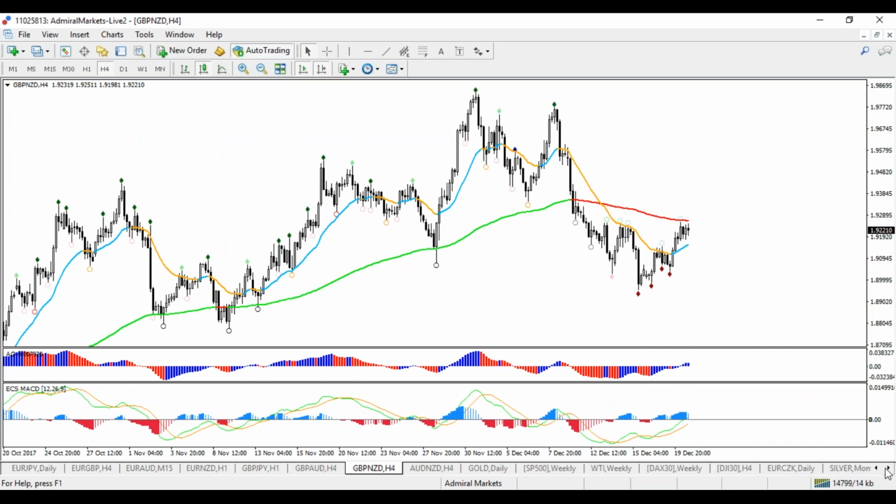Those aren't moving too much. Let's take a look at New Zealand yen. Yes, New Zealand yen.